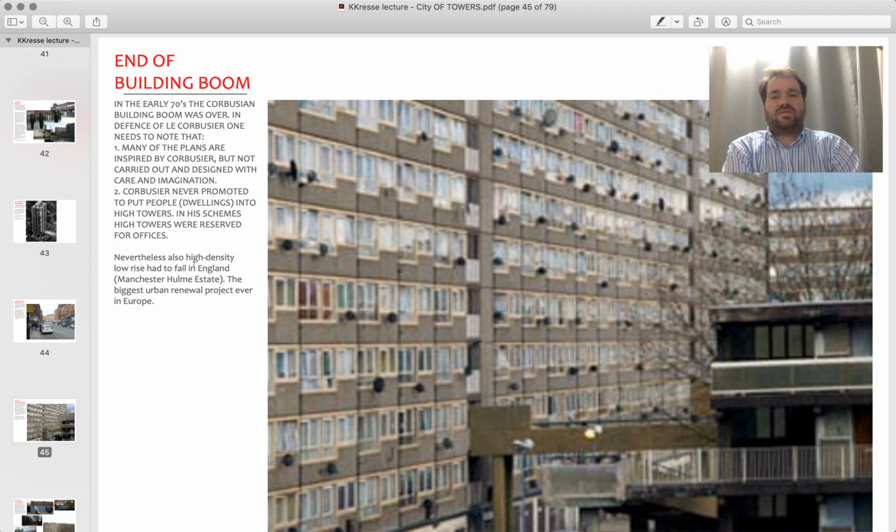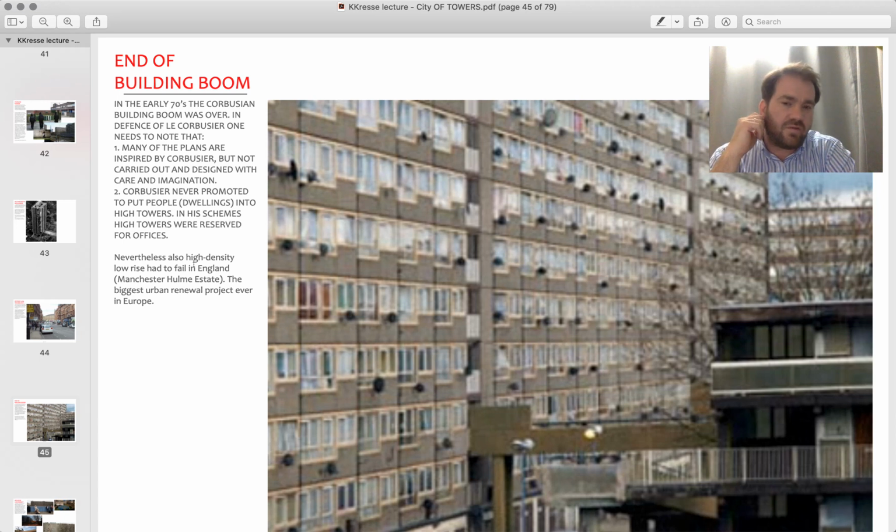Then in the early 70s, this building boom dropped. And I'm relating all of this to Le Corbusier, but just to be fair and to remind you, Le Corbusier never intended to put people in this kind of dimensions into high rises as it started happening in England and also in other countries.